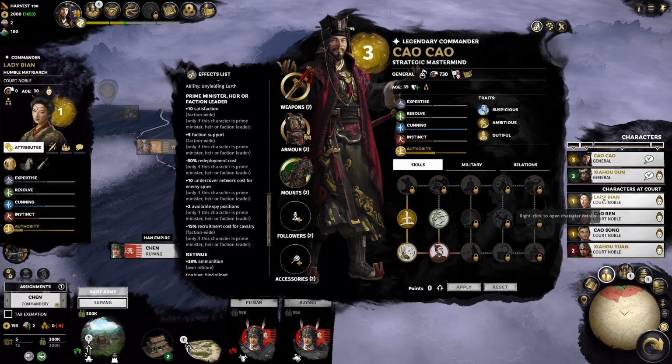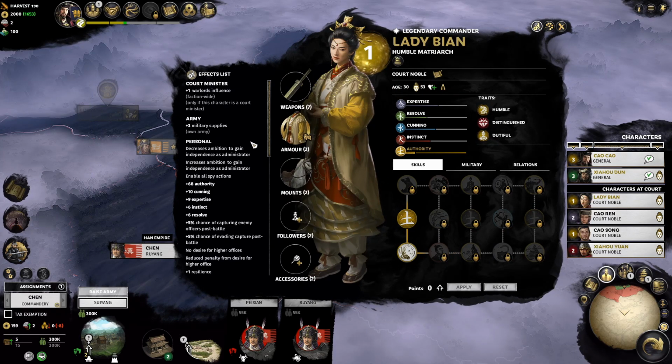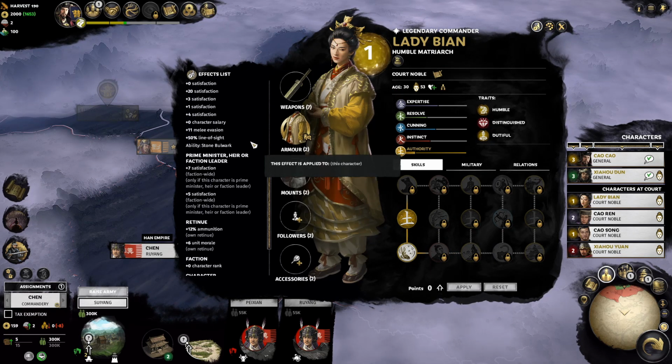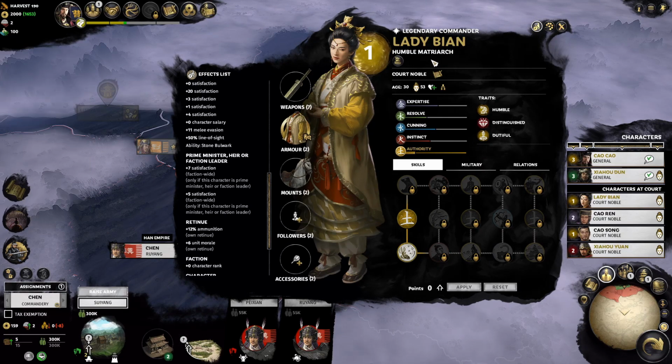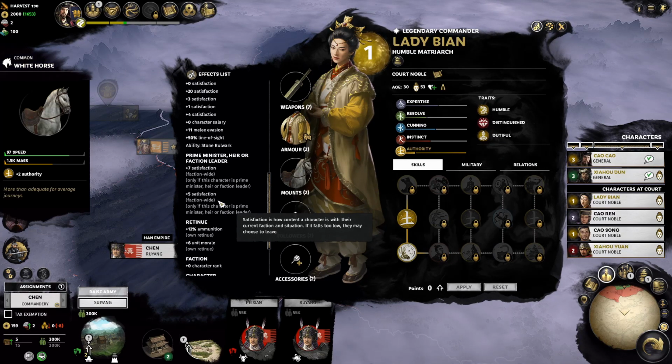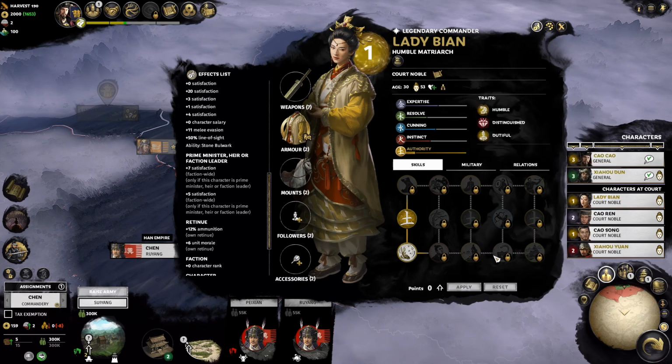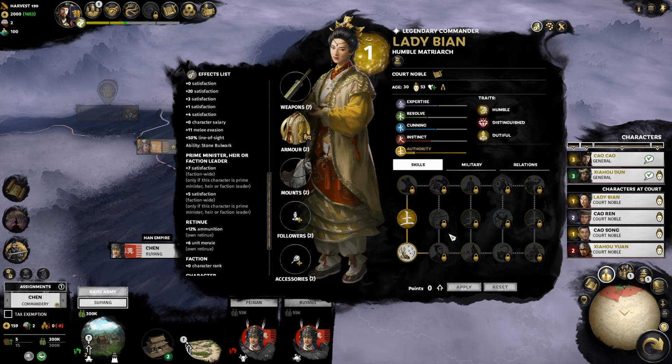So for example, for Lady Bian, we can take a look because we're thinking about making her our heir. Right now, she will give us 7 points of satisfaction and then another 5 points from her background, the 7 from her authority, and that's it. But we know that she has 4 more skills coming up, so we'll get those bonuses too.